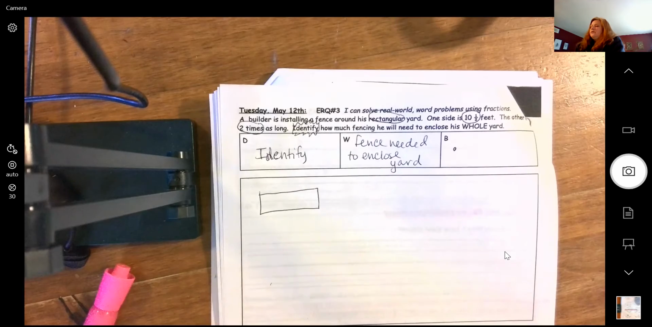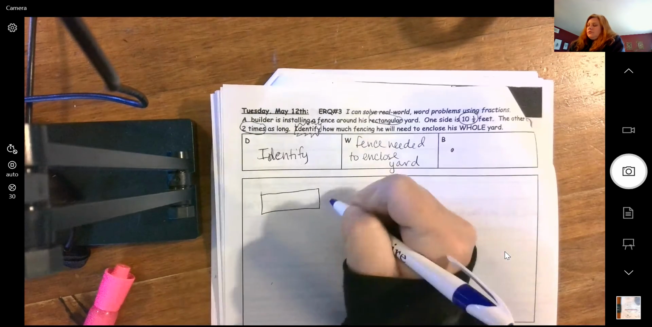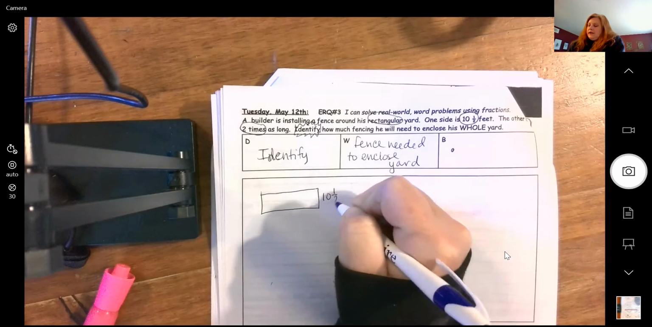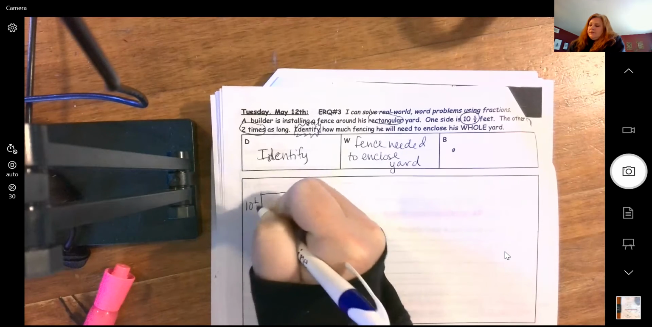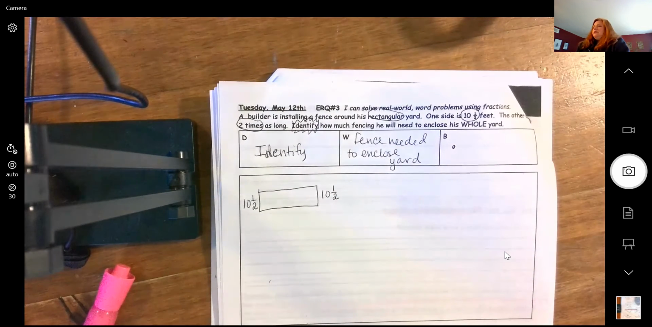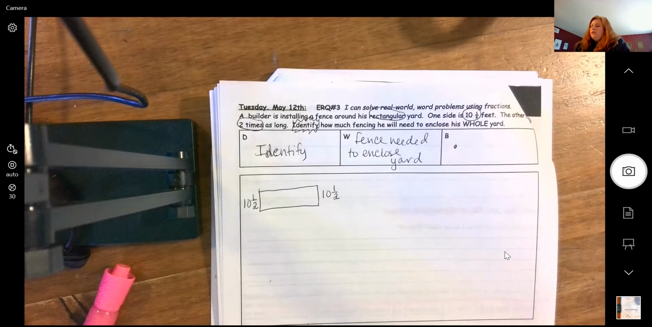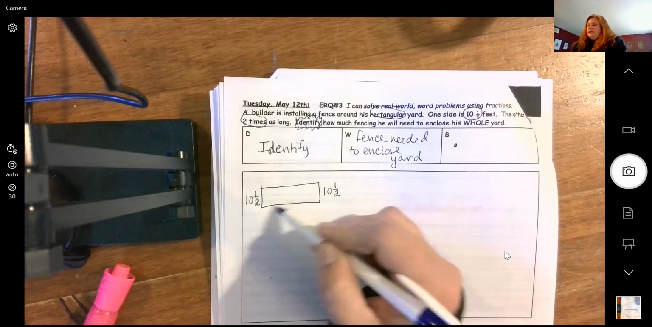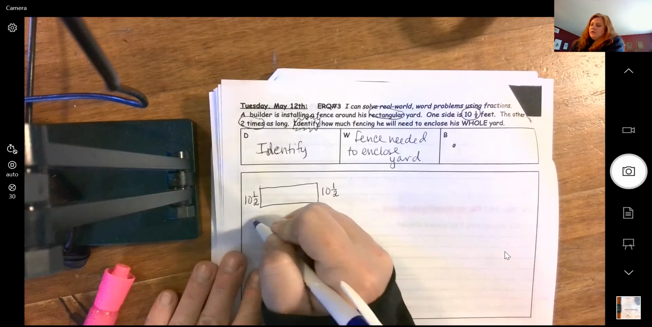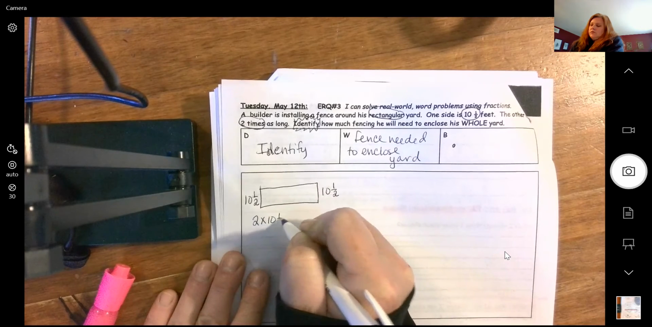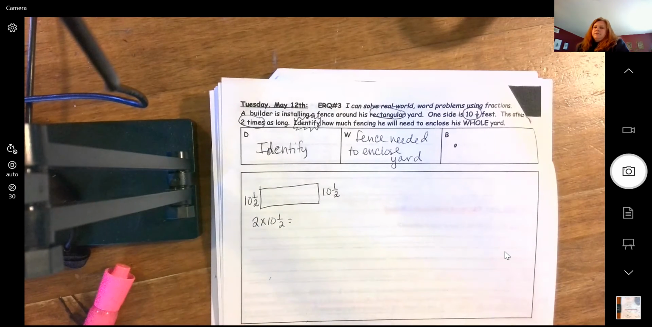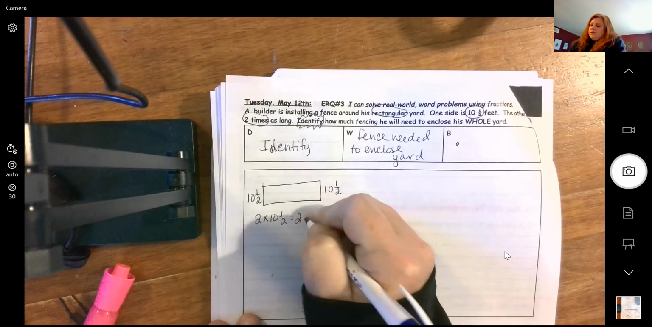All right, and it said the small sides were 10.5. It said the long sides were 2 times as long as 10.5. How long are the long sides? We have width and length. What would that equal? 21.